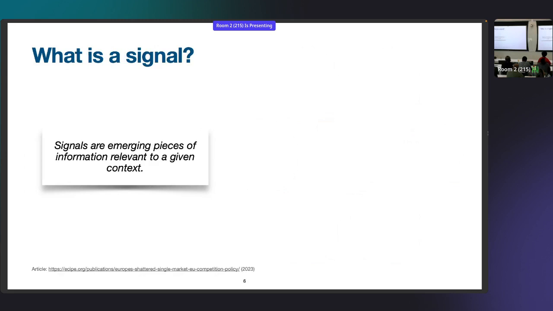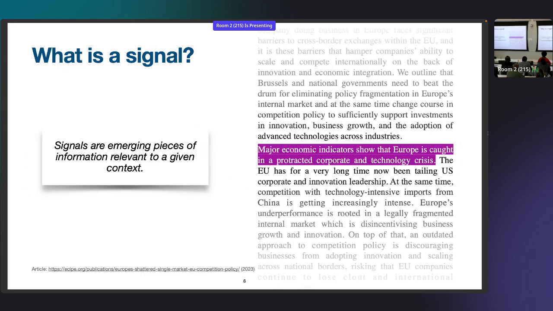So what is a signal? Signals are the emergent pieces of information relevant to a given context. Here we have an example of an article talking about EU markets. This is an excerpt of the article, and we identify this as our signal: Major economic indicators show that Europe is caught in a protracted corporate and technology crisis. This means that this particular part of the article is interesting to us, relevant to a given context.